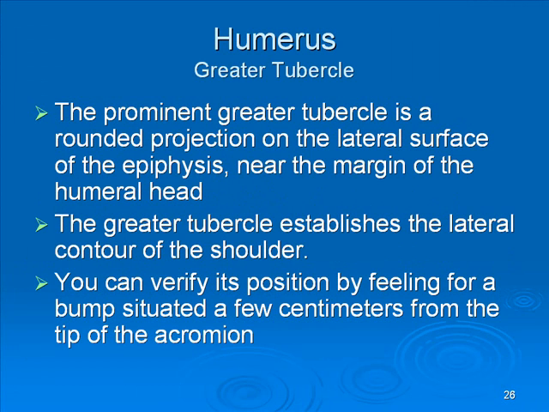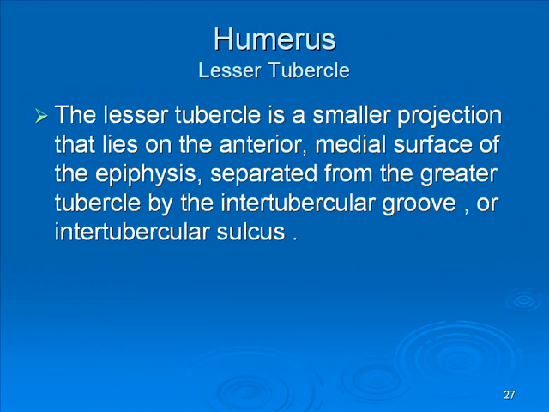Prominent greater tubercle: a rounded projection at the lateral surface of the epiphysis of the bone near the margin of the humeral head. The greater tubercle establishes the lateral contour of the shoulder. As I said before, you can palpate that. You can feel the step off from the acromion of the scapula, and then you can feel the greater tubercle. You can verify the position again by palpating that area.